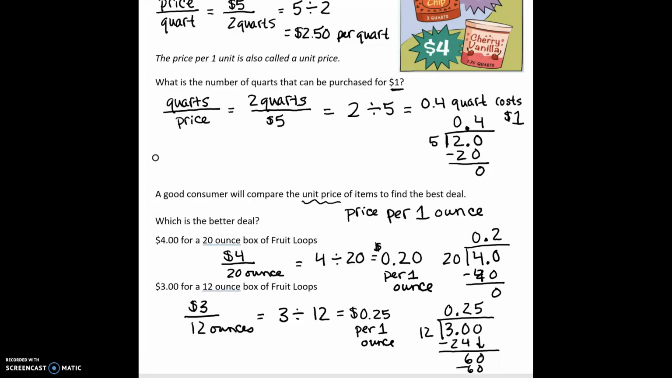So which is the better deal? Well, if I'm looking at the same amount of cereal, which I am, 1 ounce of cereal, you can see that the $4 box is actually the best deal. So the 20-ounce box for $4 is the better deal because 20 cents per ounce is cheaper than 25 cents per ounce.